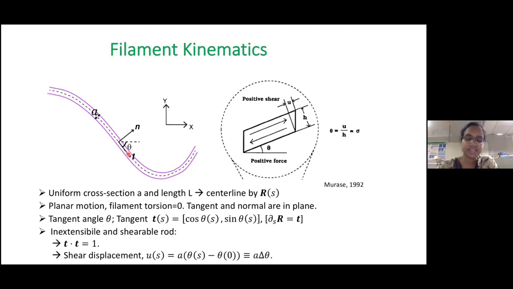The key ingredient is the fact that there is shear within this filament, because the microtubules are being slid with respect to one another. That shear displacement can be connected to this observable tangent angle through a simple geometry, where you see that the shear displacement is diameter times the difference in the tangent angle.